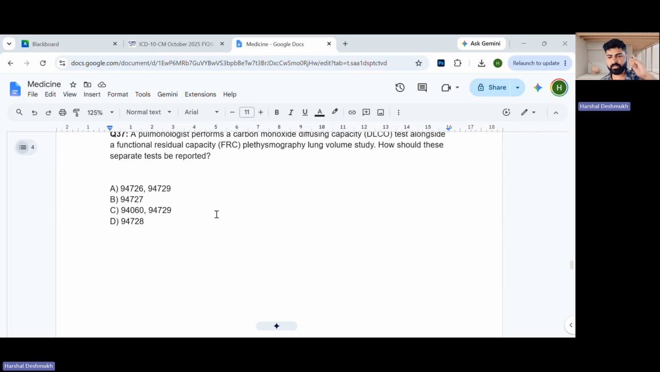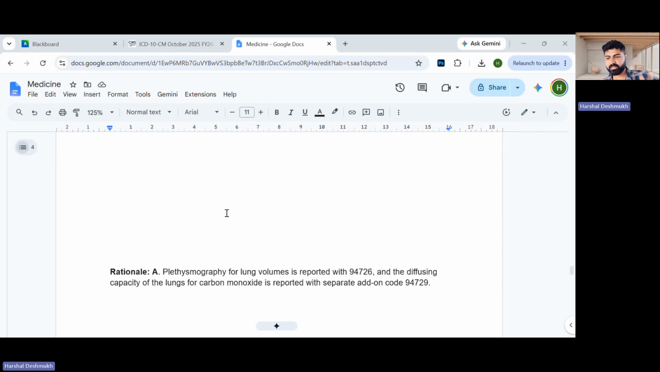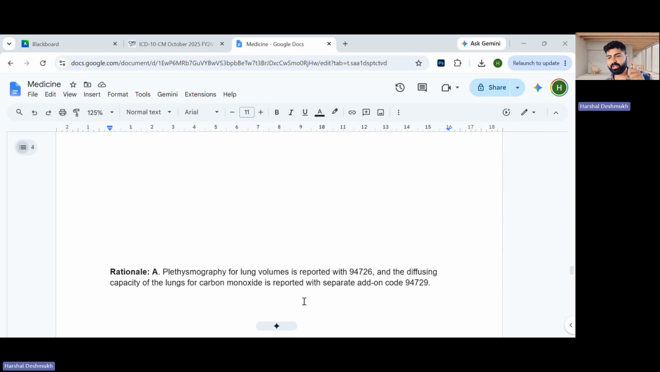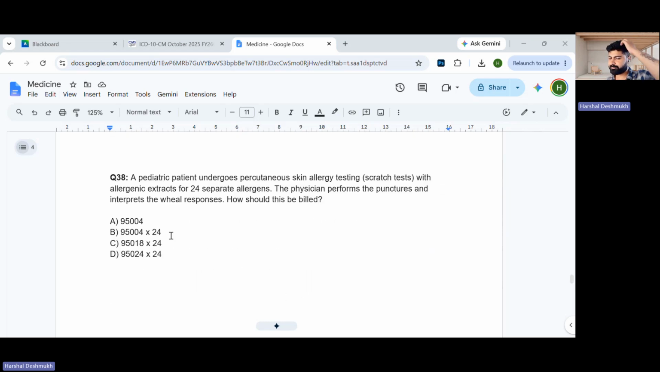Time to answer this question. The answer to this question is option A. That is reported with 94726 and 94729 as an add-on code. Moving on to the eighth question.